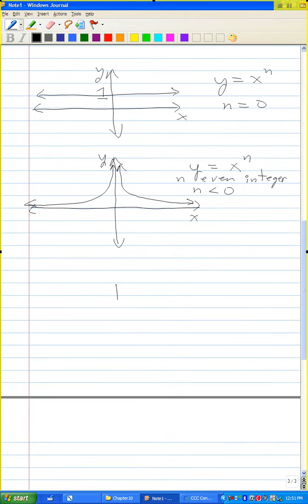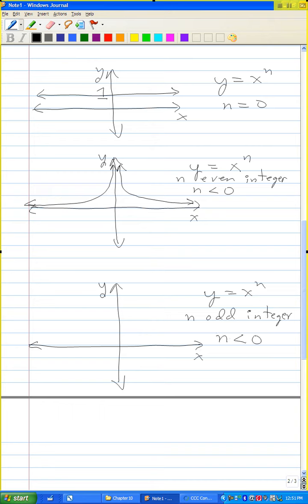Suppose I want to graph, again, y equaling x to the n, my power function, where in this case n is an odd integer. And suppose n here is less than 0. And so then the graph will look something like this. It'll be symmetric about the origin.